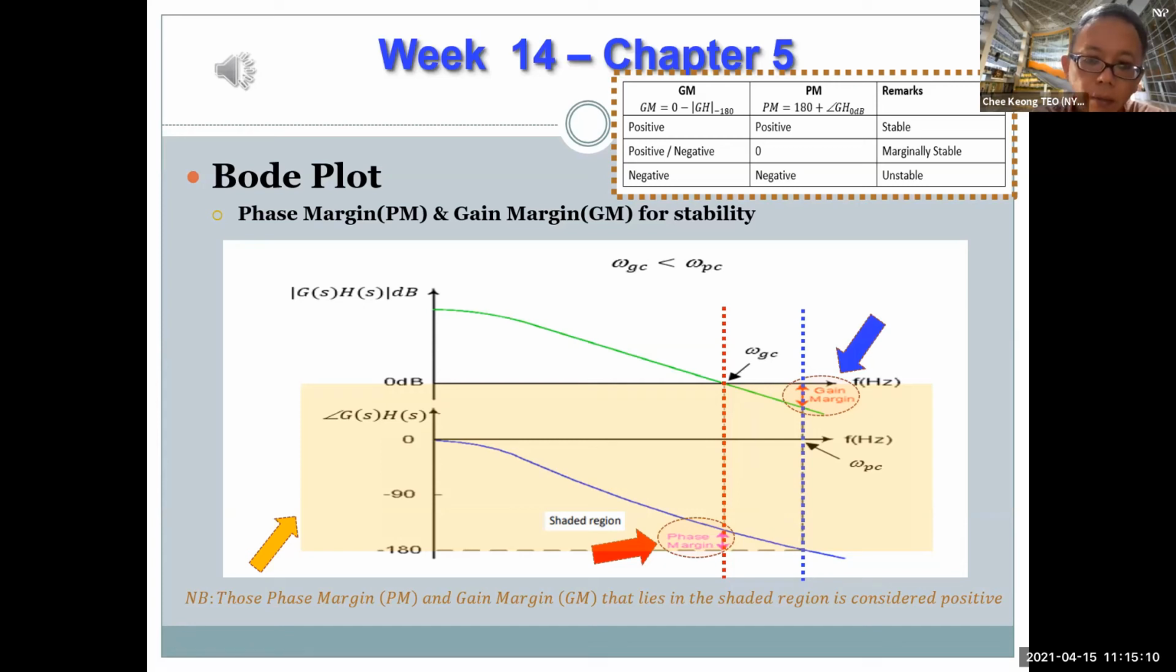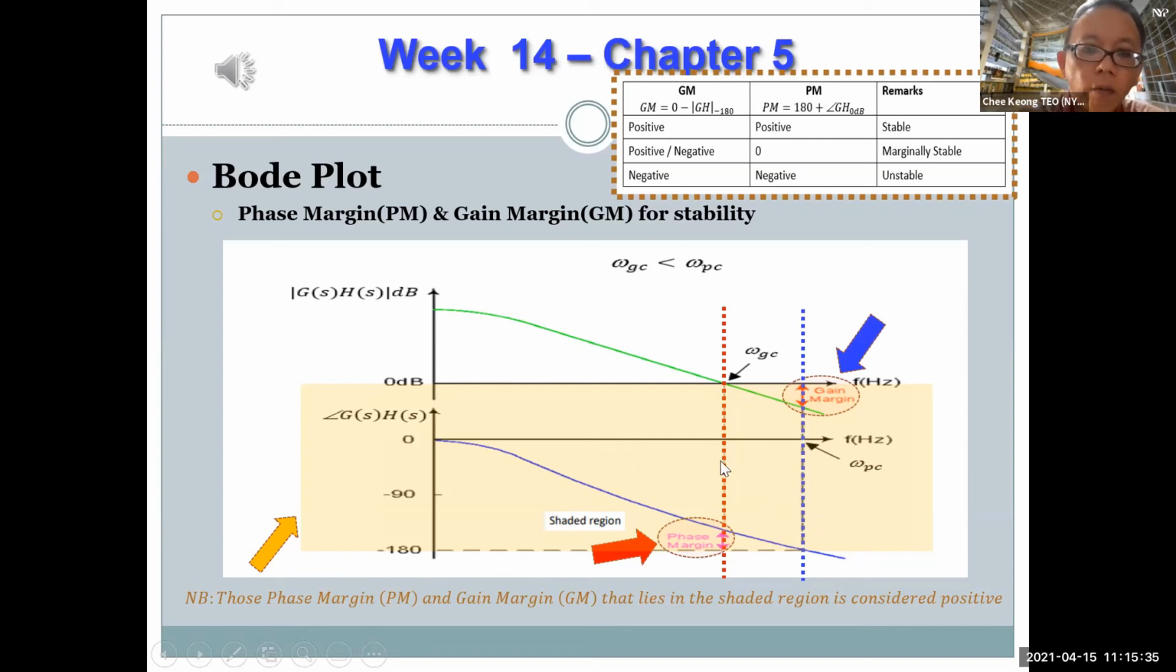Now, let's first start looking at two reference points I want to caution you about. For the gain plot, the reference point is 0 dB, right? 0 dB is your gain plot reference point. And for the phase plot, the reference is actually minus 180 degrees. So basically, these two lines are the references respectively for gain and for phase.